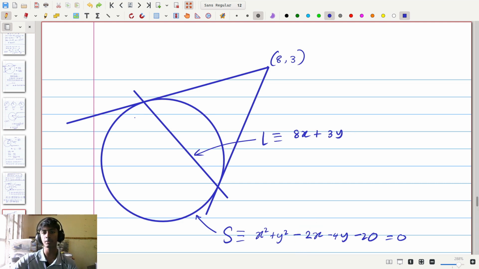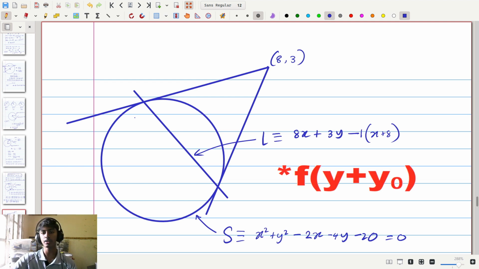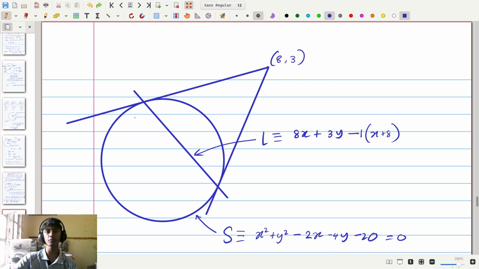So we can actually replace this plus sign with a minus sign and say minus 1 times x plus x0, so x plus 8. And then next we have f times x plus x0. In this case, we have 2fy being equal to negative 4y. Therefore, f must be equal to negative 2. So we can write negative 2 times y plus y0, which in this case is going to be y plus 3, plus the constant, which is negative 20, so minus 20 equals 0. Therefore, the line L is given by this expression here.